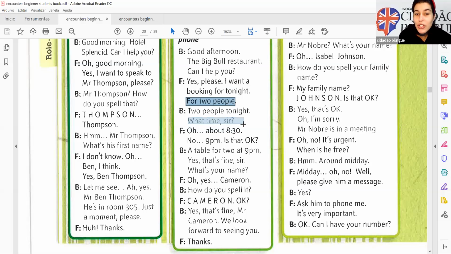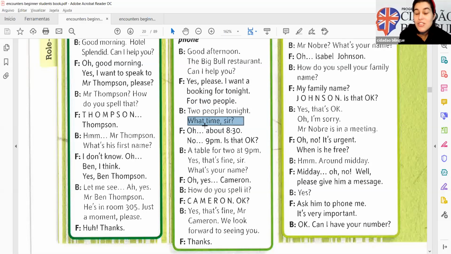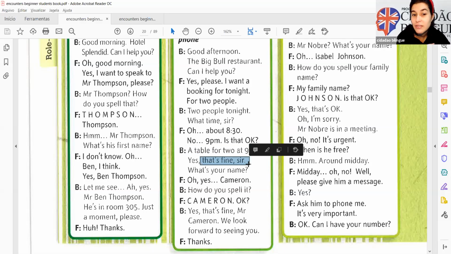What time, sir? Okay. What time, sir? Sir. Senhor. Okay. What time, sir? About 8:30, okay, or about half past 8. Okay? No, 9 p.m. Is that okay? A table for 2 at 9 p.m. Okay? That's fine. That's fine, sir.